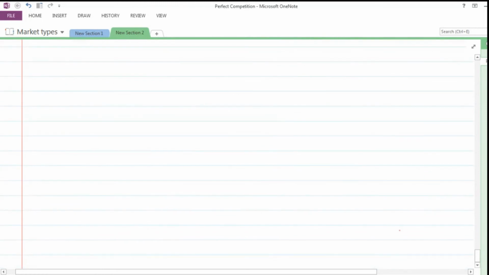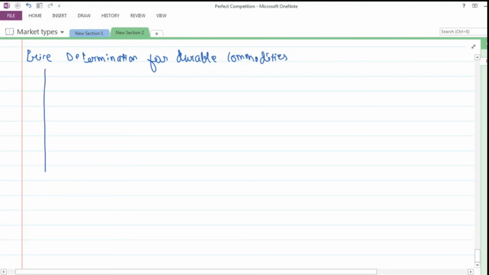So price determination for durable commodities. So let's draw a figure wherein we would be able to understand this in a better manner.